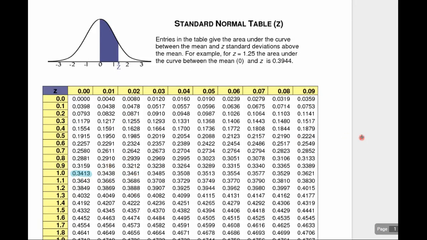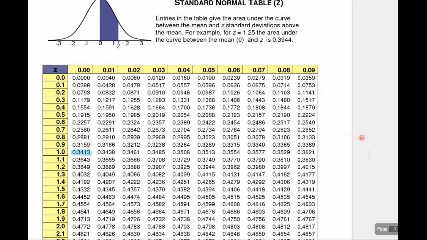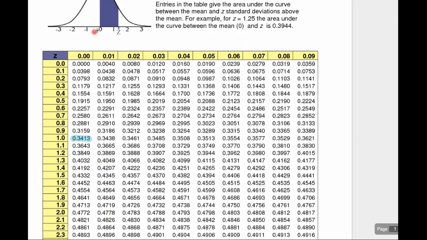Now, if I go down to 2, that's going from here to here, from 0 to 2, okay? So from 0 to 2, it is 0.4772. Now it's going to be 0.4772 on both sides, okay? And if I take 0.4772 and I double it, I end up with 95.4.